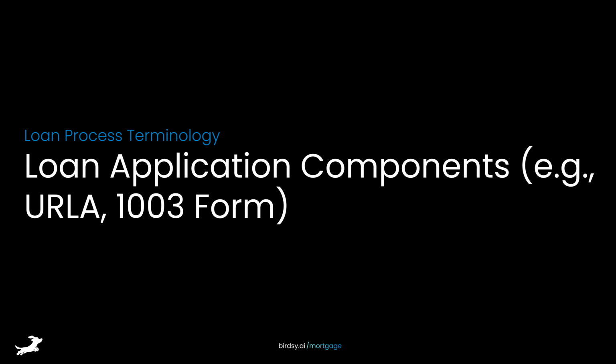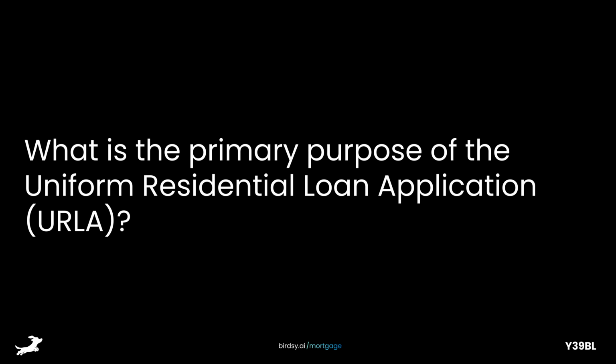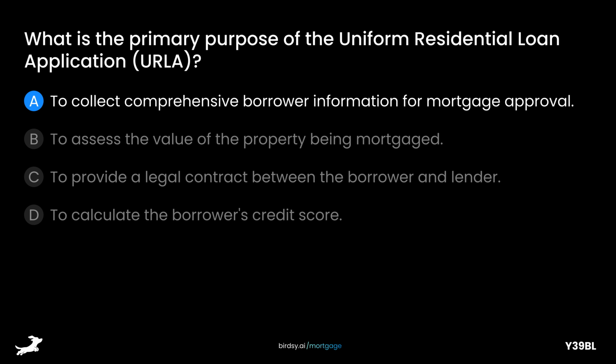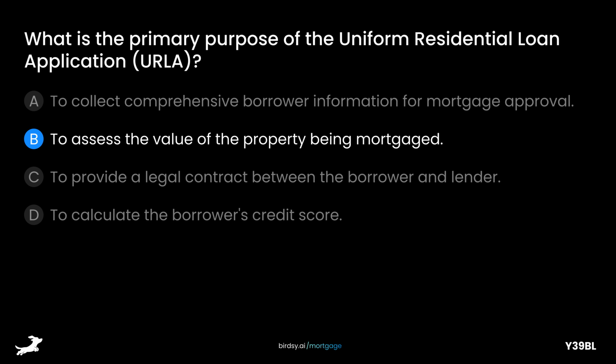Loan application components. What is the primary purpose of the Uniform Residential Loan Application? Is it A, to collect comprehensive borrower information for mortgage approval? B, to assess the value of the property being mortgaged? C, to provide a legal contract between the borrower and lender? Or D, to calculate the borrower's credit score?